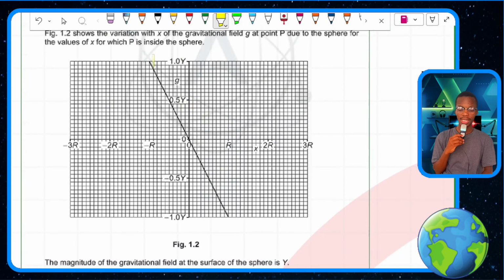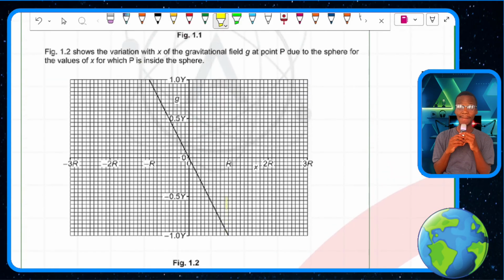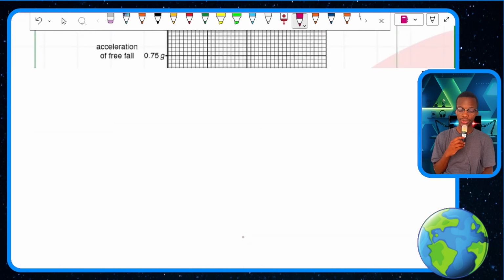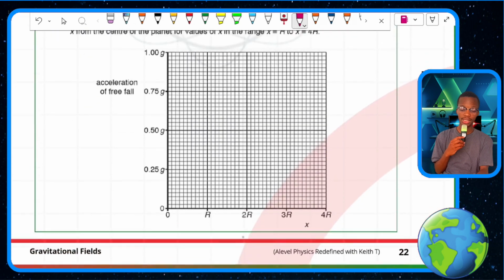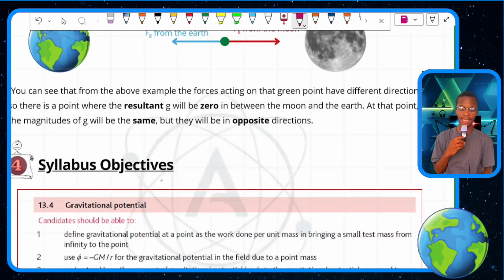For example, this question, they can ask you to plot both in the negative and in the positive, bearing in mind that g is a vector, right? So it can be positive, it can be negative. So it's still the same. Either something like that or something like that. It's still the same, right? So that's essentially it. We're going to solve a couple of questions. Another one is this one, which says sketch the variation of free fall. And they've given you the graduations already. So we're going to solve those questions together so that we can understand it.